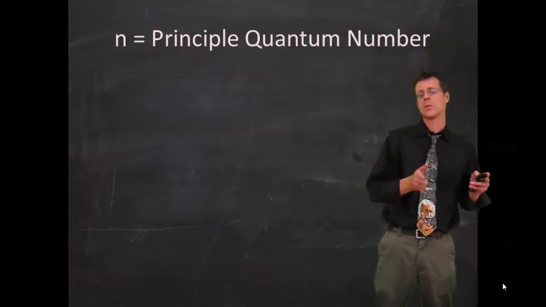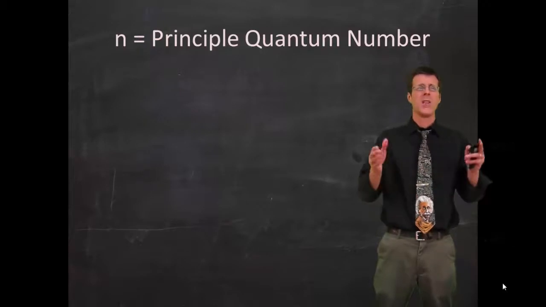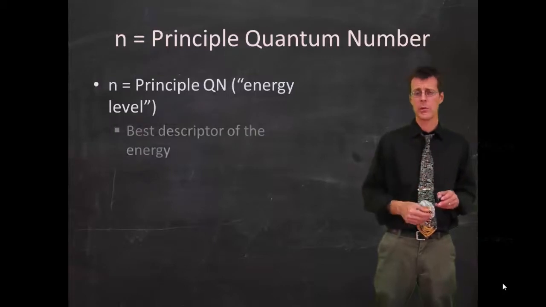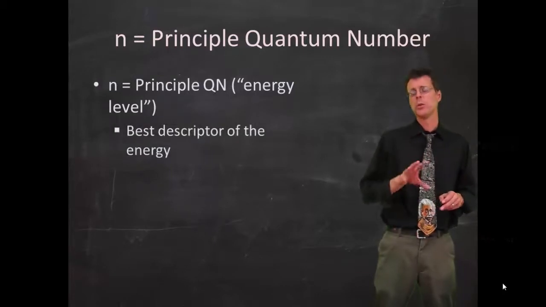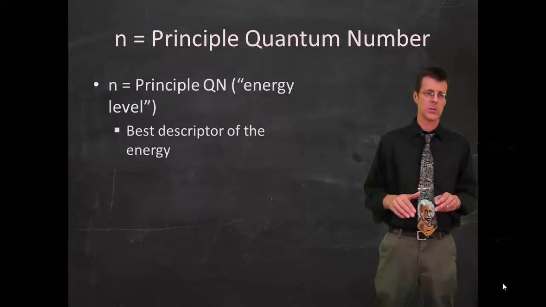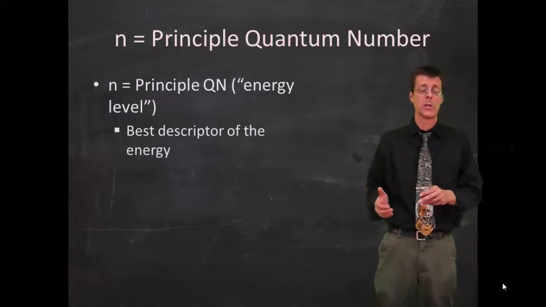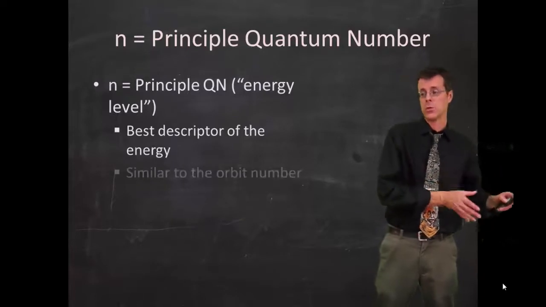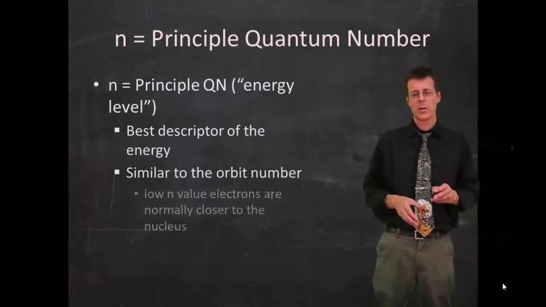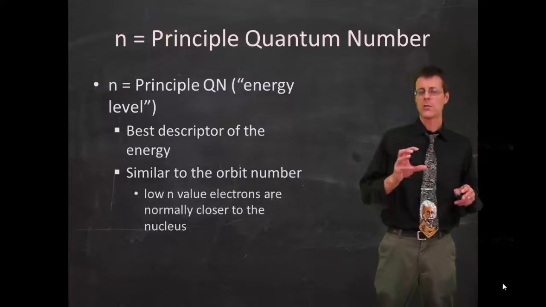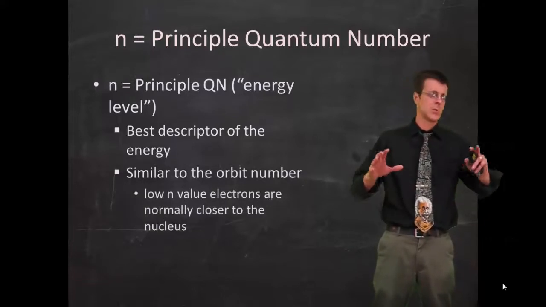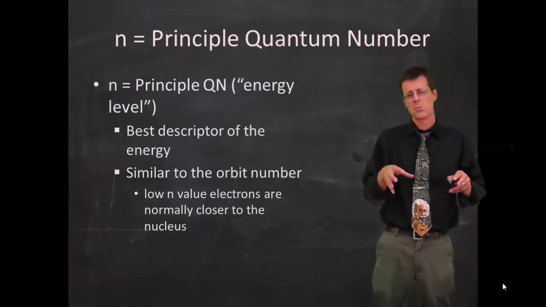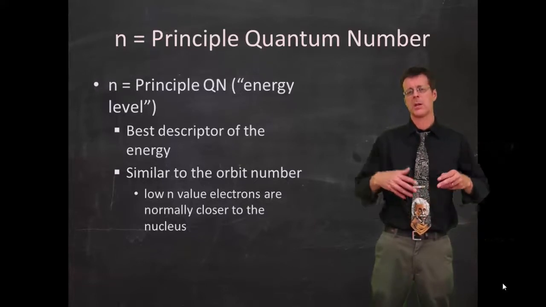First one, we're going to give the symbol n. Principal quantum number. It's a lot like what we used to have for the energy level, or the orbit number in Bohr theory. It's a really good way of describing the energy of the electron. So an electron with n equals 3 has more energy than an electron with n equals 2. Even though we're talking probabilities and we don't know where the electron is for sure, electrons with smaller values of n are more likely to be closer to the nucleus than those with larger values of n.